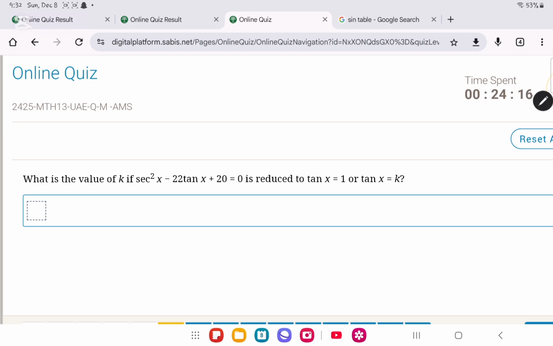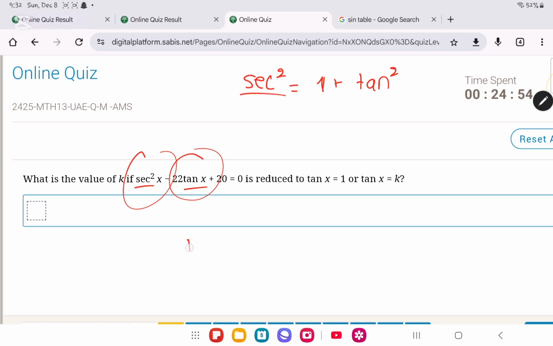One thing I will tell you, whenever we have secant, we have to have another secant. Whenever we have tangent, we have to have another tangent. So in this case, we have secant and tangent. It's not gonna work out. So based on the rules we know, secant squared is equal to 1 plus tangent squared. So which one can we change? Can we change the tan or the secant squared? We can definitely change the secant squared.